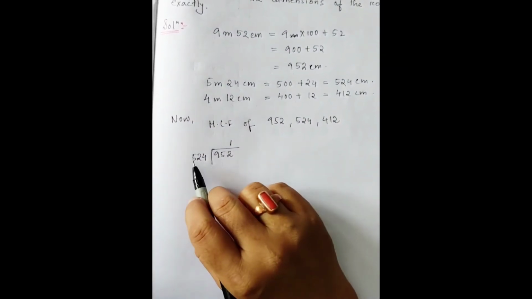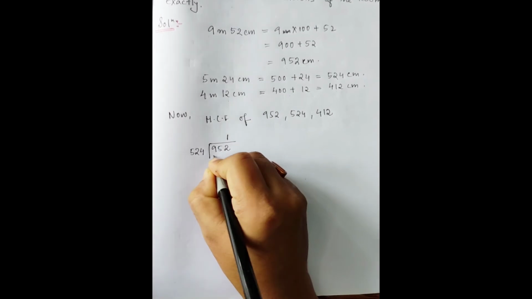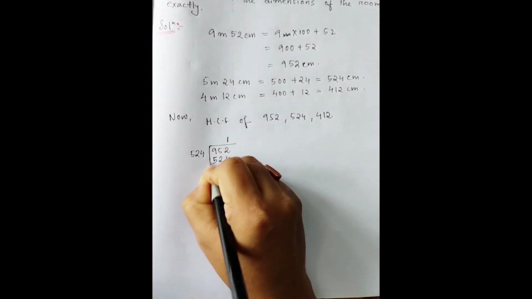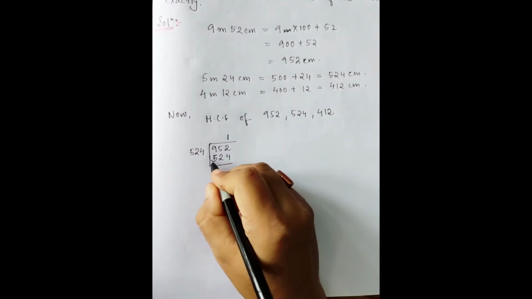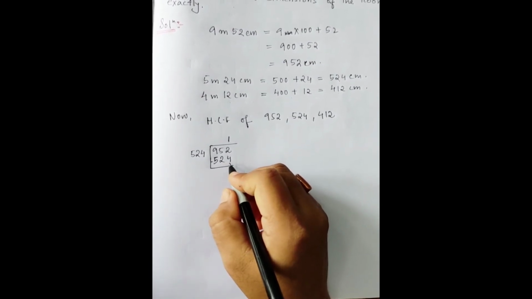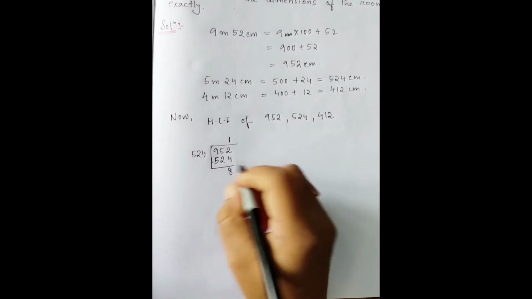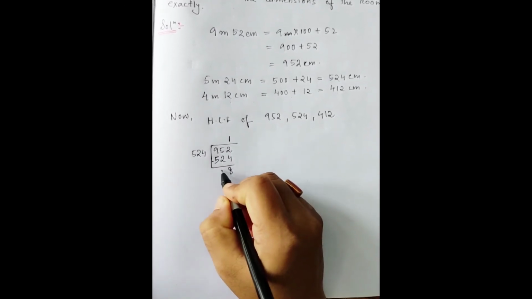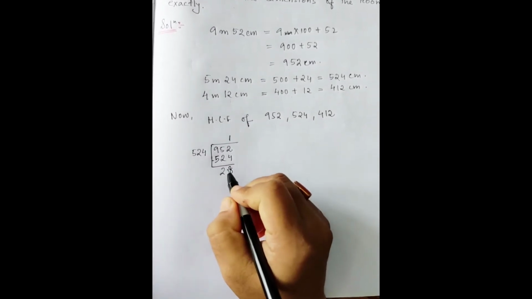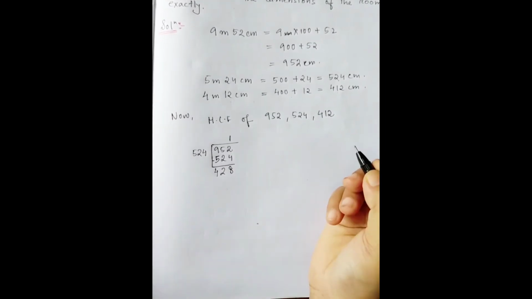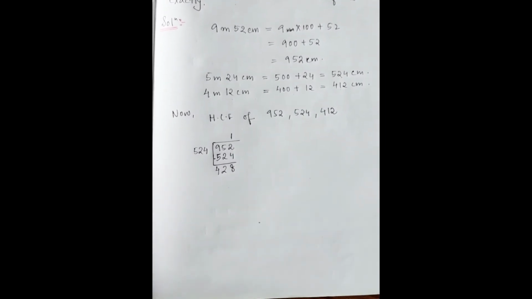So it will be 524 one times 524. Now you do subtraction, 12 minus 4. 12 minus 4 will be how much? It will be 8. Then it will be 4. 4 minus 2 is 2 and 9 minus 5 is 4. So you are getting 428.